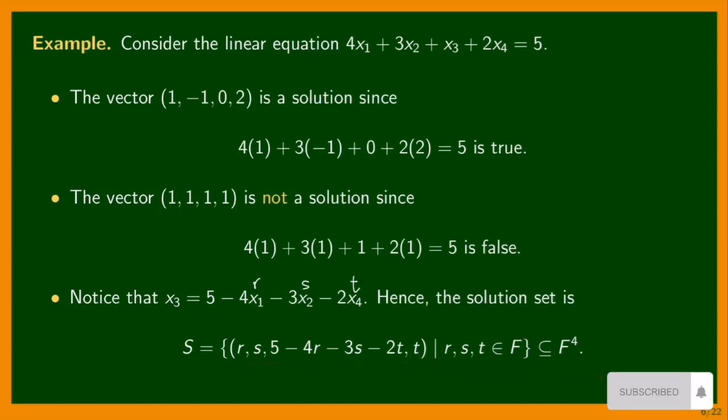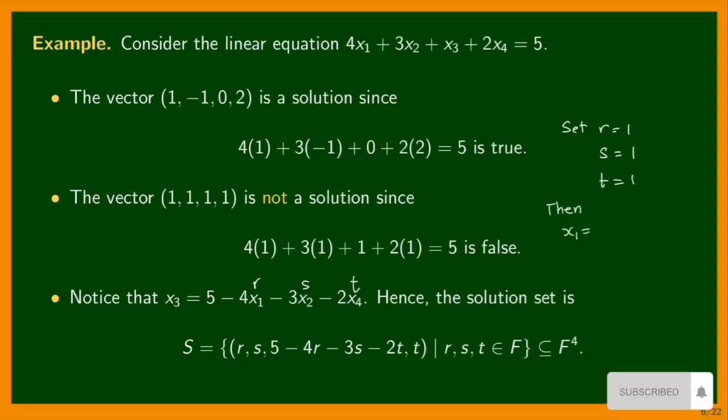Notice that you can write the solution set this way. Sometimes this is what we call the parametric form of the solution, because we use parameters to represent the solution set. So in this example, this equation has infinitely many solutions. You can select arbitrary values for r, s, and t and produce a solution. For example, if we set r to 1, s to 1, and t to 1, then what do we get as x1?